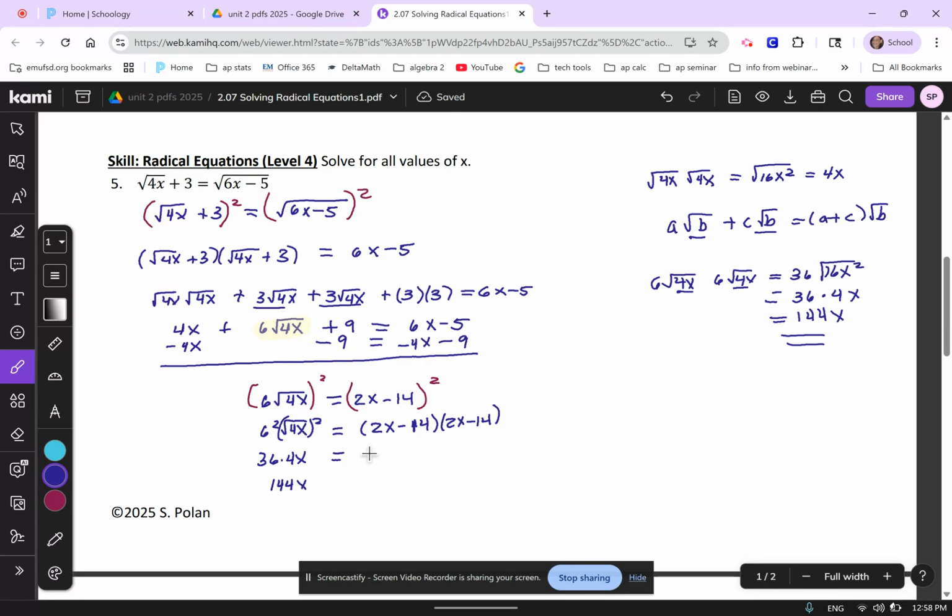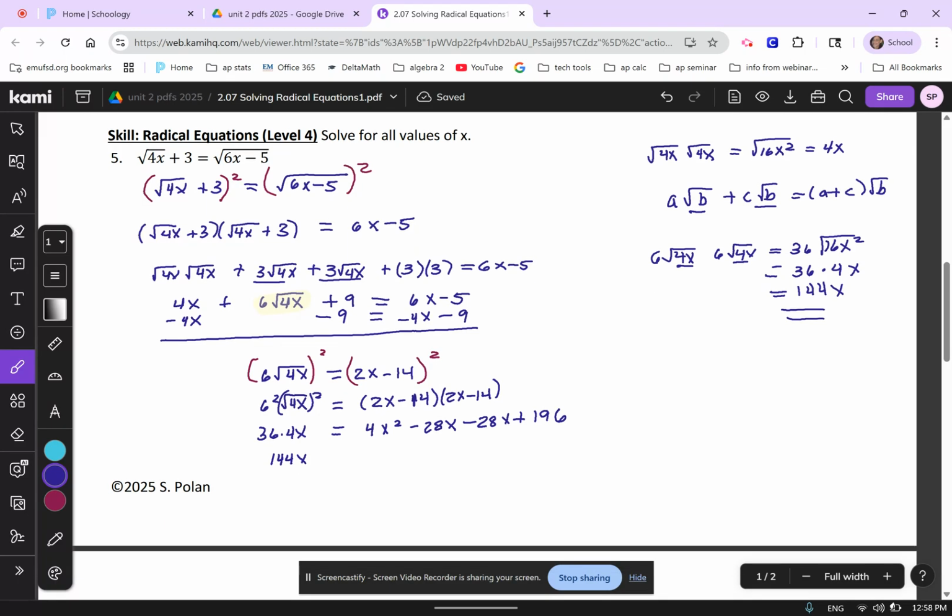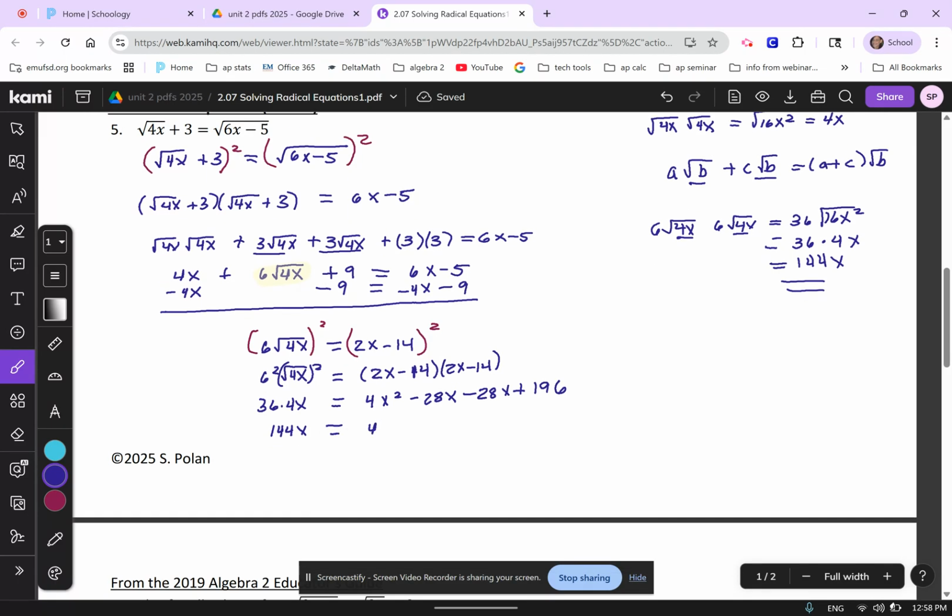And now we're going to expand this. So that's 4x squared minus 28x minus 28x. And negative 14 times negative 14 is 196. This becomes 4x squared minus 56x plus 196. So it's a lot of algebra. It's a level 4 problem. And now we have a quadratic equation. I know this because my term with the highest exponent is the 4x squared. And so it's a quadratic.